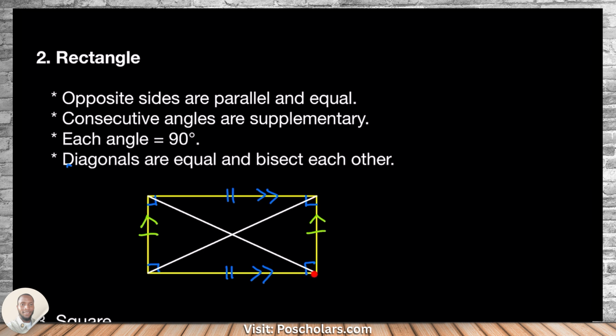The length from here to here is the length from here to here. And the property also says the diagonals bisect each other. That means the length of here is equal to the length of here, right? And the length of here is also equal to the length of what? Here, right? So we have established the properties of a rectangle.